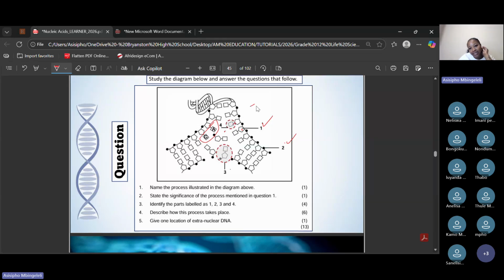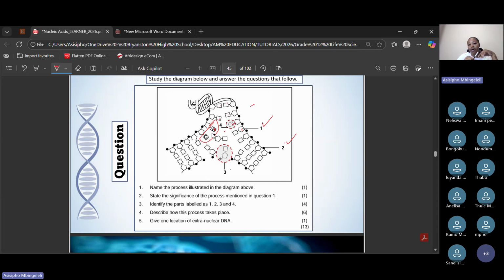Why is it a T? We are guided by the bases that we can see in our template strand. If you can't figure out which one this pairs with, since they are a bit far, you can start from here. Base 1, base 2, base 3. Then base 1, base 2, base 3. So this base 3 will pair with this base 3. A pairs with T. Okay? So if you just said base or nitrogenous base, no mark for it.